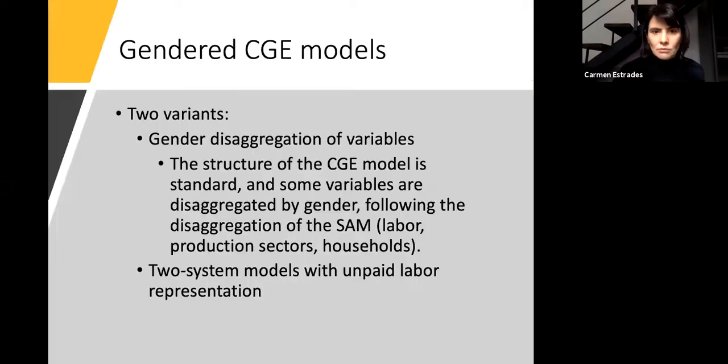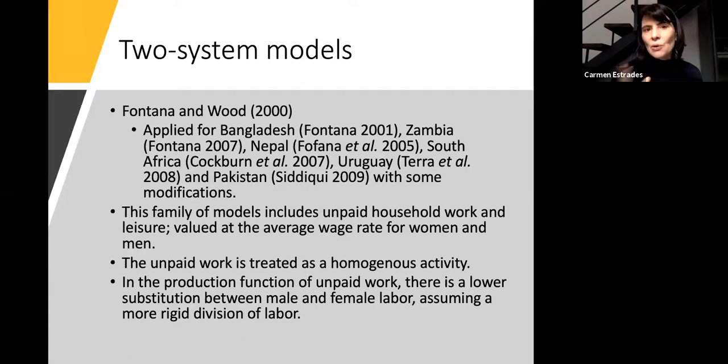So now I don't have much time left and I have a lot of things to say, so I will go very, very fast. For the gender CGE models, we usually have two variants, and I will talk directly about the two system models, which already include unpaid labor representation. There is a whole set of models that has been carried out, mostly within the PEP network. Most of them are PEP projects in which they consider unpaid work, as I was mentioning before, as a new sector. And usually in the production function for the unpaid work, there's a lower substitution between male and female labor, assuming a more rigid division of labor.